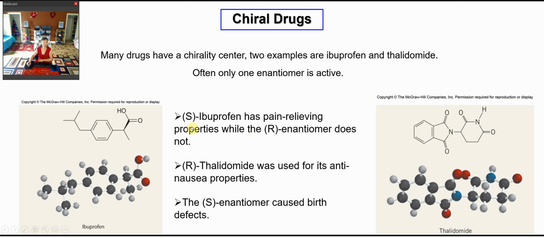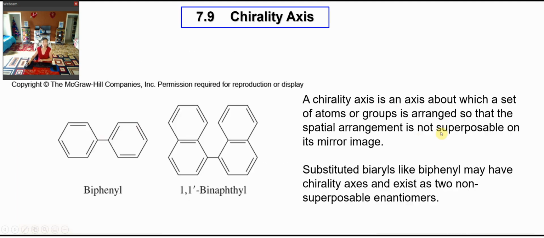One of the isomers, such as the S ibuprofen, is the painkiller. The other one, the R configuration, does not have this effect. And the second drug, especially the R configuration, can be used for anti-nausea treatment. The S configuration, on the other hand, can result in birth defects. So you need to know the configurations and the molecular structure and their medical effects.